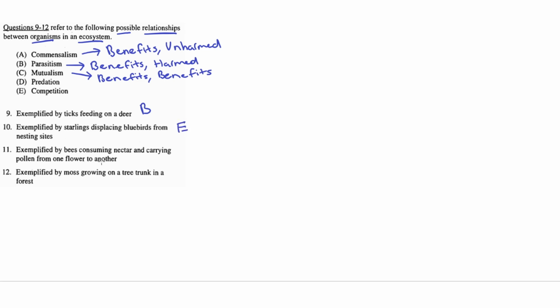11. Exemplified by bees consuming nectar and carrying pollen from one flower to another. So bees consuming nectar, the bees are obviously being benefited here because they get some sort of food, and then carrying pollen from one flower to another. So this benefits the flower as well because they get to spread their pollen to other flowers, thereby reproducing. So in this case, both organisms are benefiting, where the bees get to consume food, and the flowers get to spread their pollen. So because both organisms are benefiting in this case, this would map to mutualism, where both organisms benefit in a relationship. So this would relate to C.